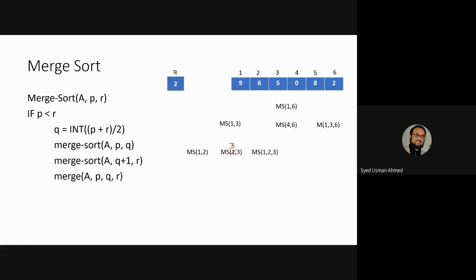This is 3 comma 3, right? Now we see the merge, and this is a merging procedure which has P, Q and R as 1, 2 and 3.